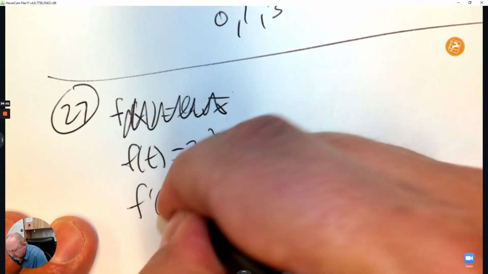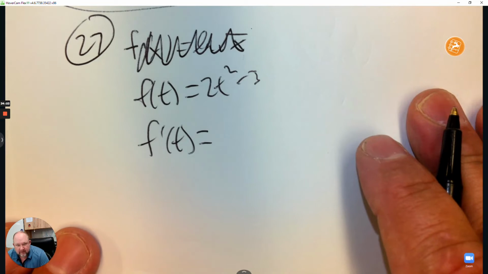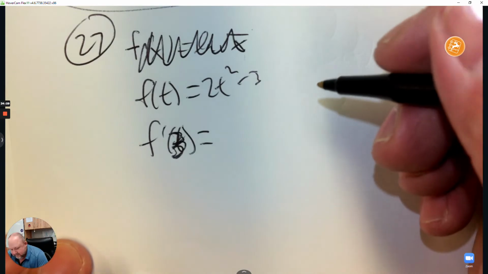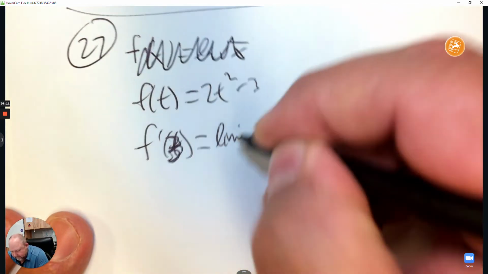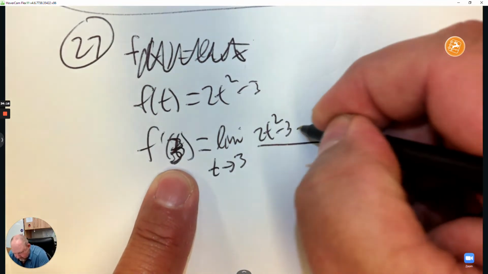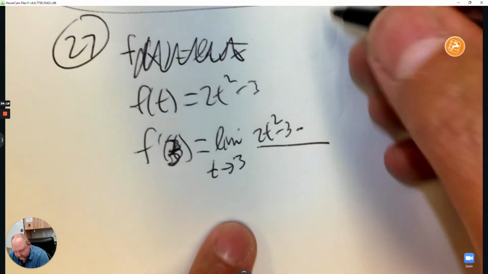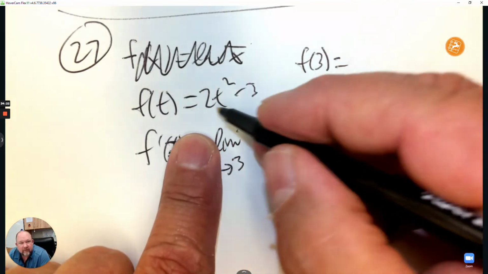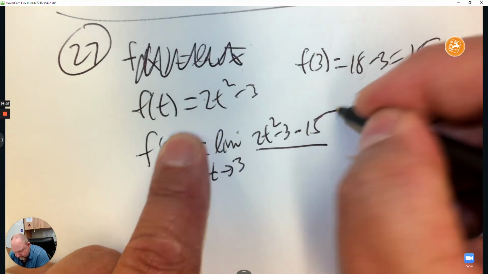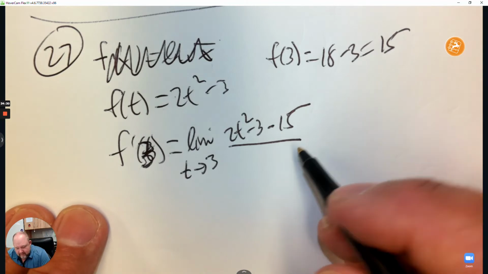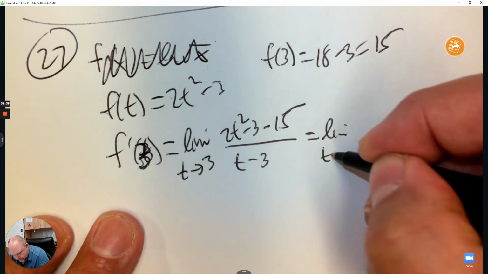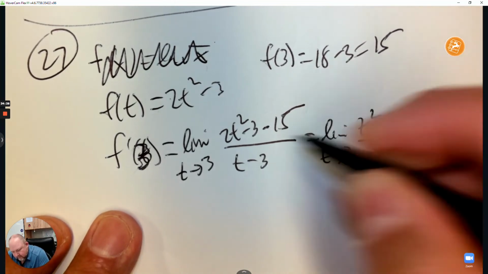All right, I want to know the derivative at 3 using limits. So it's the limit as t approaches 3 of the function, subtract f at 3. So that's 3 squared times 2. That's 18, subtract 15. And then the bottom is t minus 3, as t approaches 3. Let's hope this works.